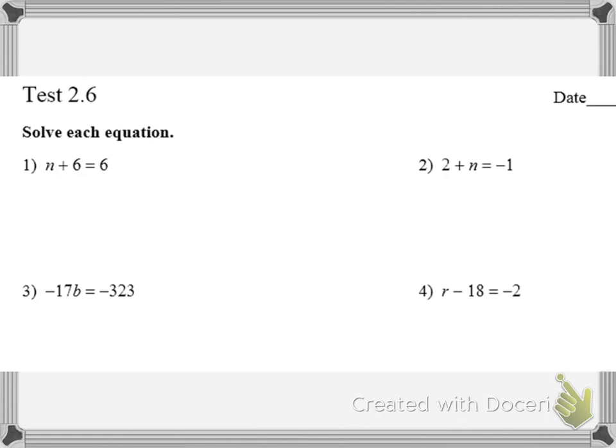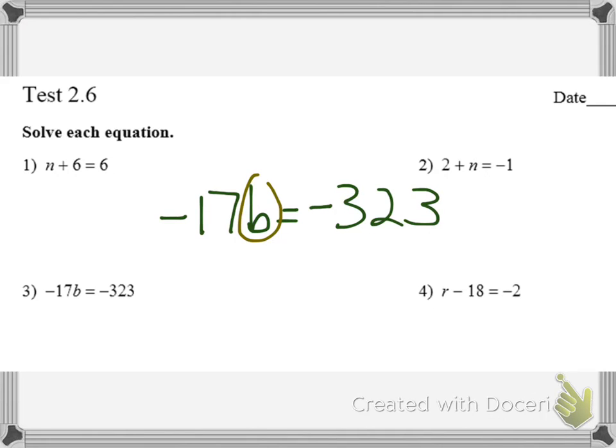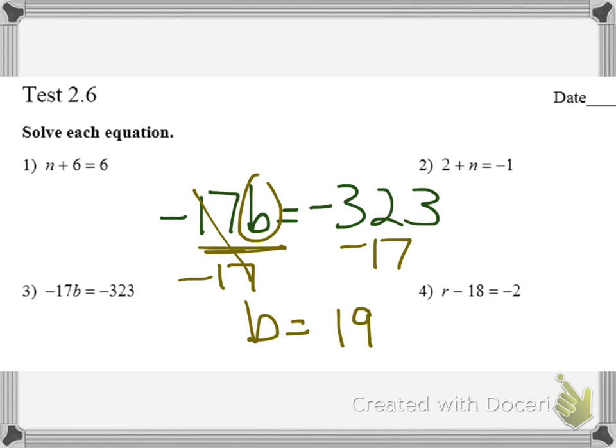Okay, number 3 is negative 17b equals negative 323. So again, we're going to isolate our variable, which in this case is b. Now, this is multiplication. So I have to do the opposite of multiplication, which is division. So I'm going to divide both sides by negative 17, and b is going to equal whatever this is when I clean it all up. And if memory serves, this ended up being 19, I think. And it's a positive 19 because a negative divided by a negative is a positive. And if I'm wrong about the 19, I apologize. The important thing is that it's positive.